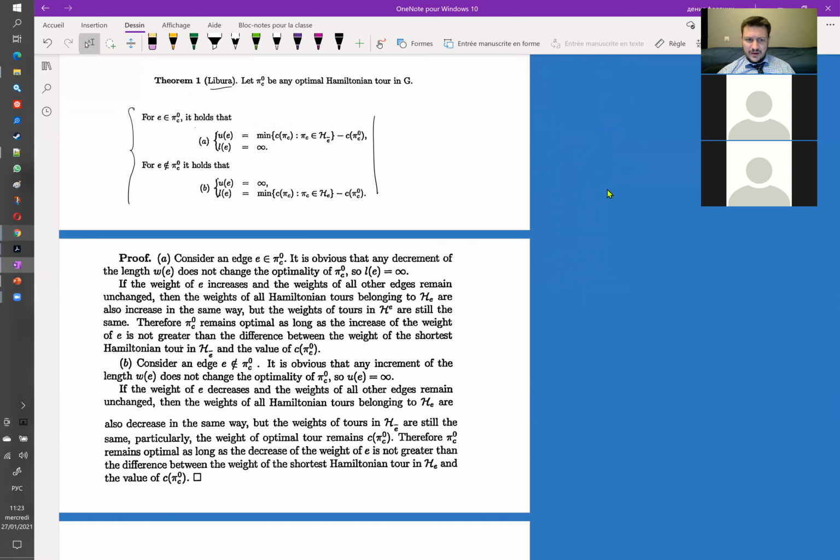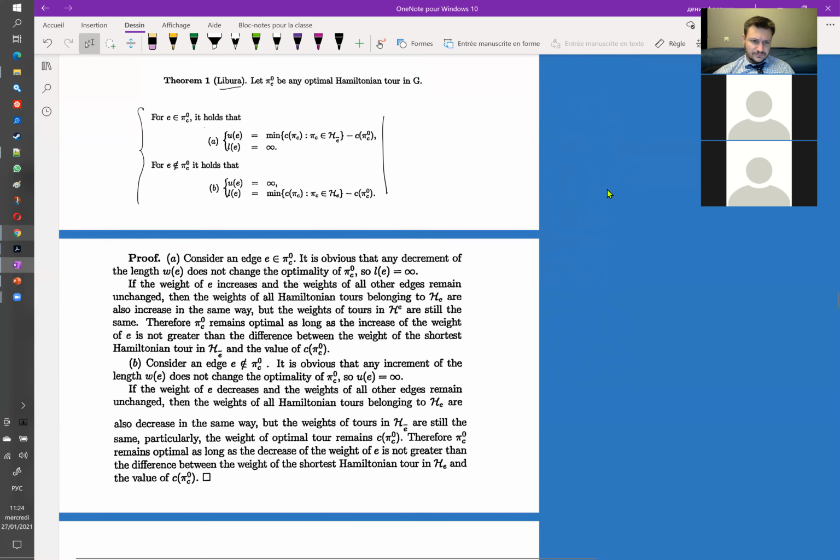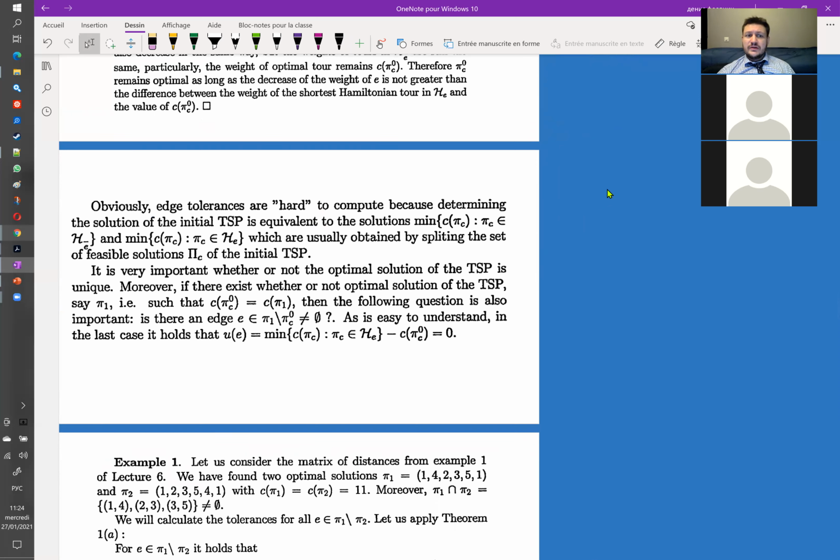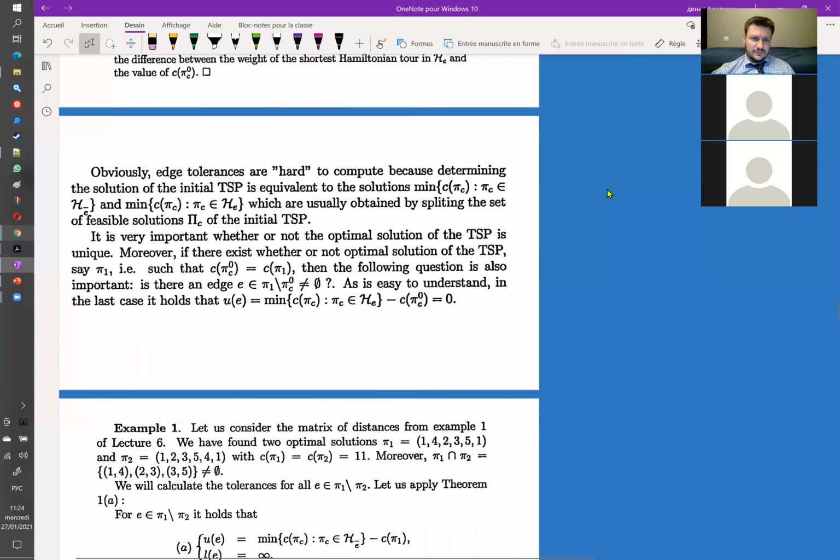So there is a proof here. We can check two variants there, and there is an obvious observation that this decrement doesn't change the optimality. Okay, but it's obvious, as it is stated here, that edge tolerances are hard to compute because you have to compute equivalence and solve this problem again and again, and so on.